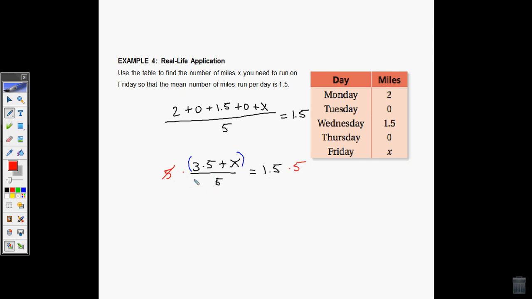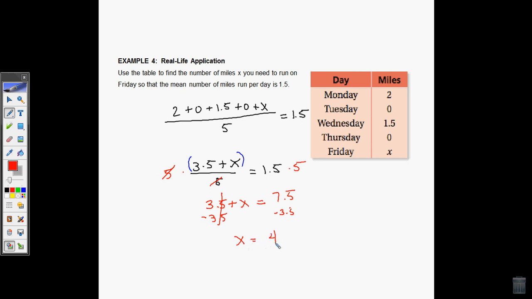That happens, this one goes away, and what I'm left with is 3.5 plus x equals 1.5 times 5, 7.5. And then I can now see what was in those parentheses. I can now see, because it's just one strand of information, that it was 3.5 plus x. So when I go to undo my operations, I'm going to subtract 3.5, and I have to subtract 3.5 over here to keep things balanced, which leaves on the left side just an x, and on the right side 4.